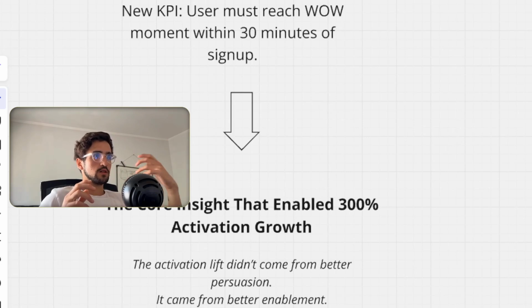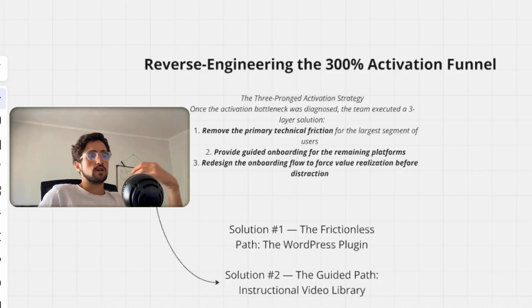The activation lift didn't come from better persuasion. It came from better enablement. So let's see what this guy did very well. Once the activation bottleneck was diagnosed, the team executed a three-layer solution.